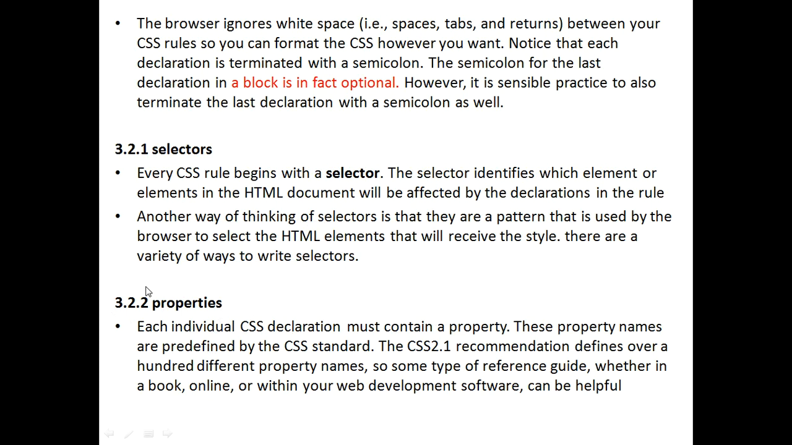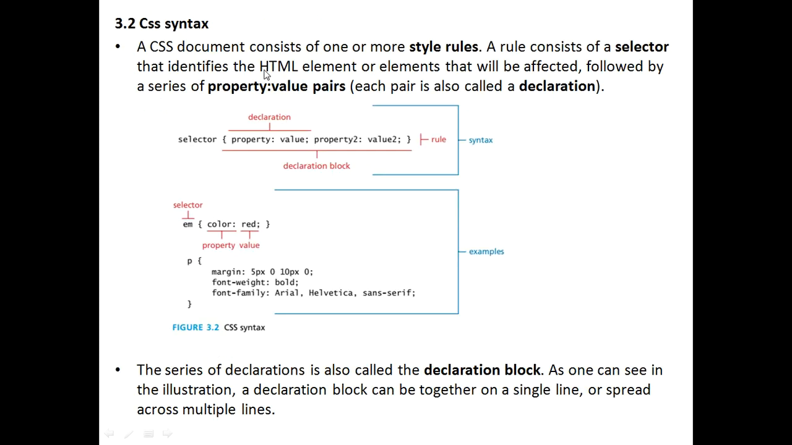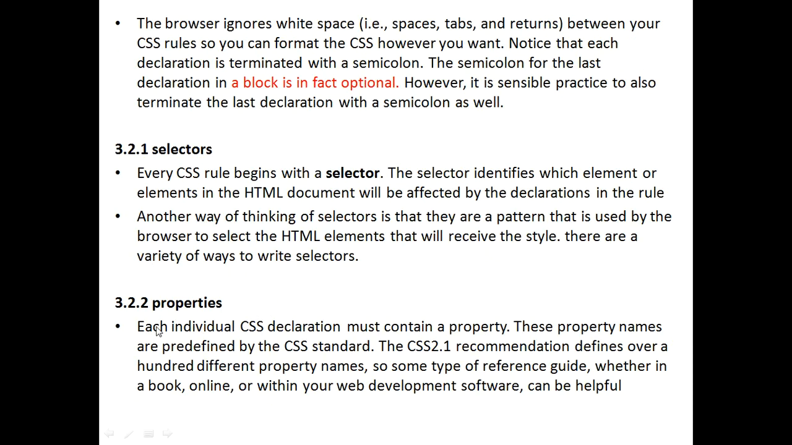Now next is properties. We said that a property and value pair will become a declaration. Then what exactly is a property? We consider a property as color, margin, font weight, font family. These are the properties. Now we will discuss the properties.